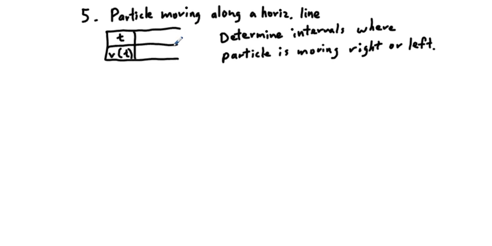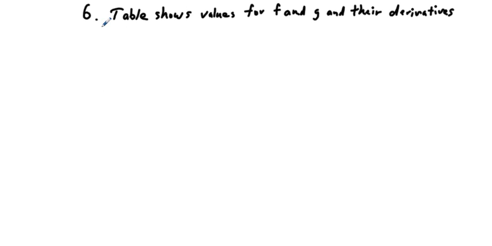Of course, at rest is when v of t is 0. That's going to be what? A critical number. So you might put below this a number line, putting your critical numbers where v of t is 0, and doing a number line analysis on problem 5. Probably do that. Okay, problem 6.